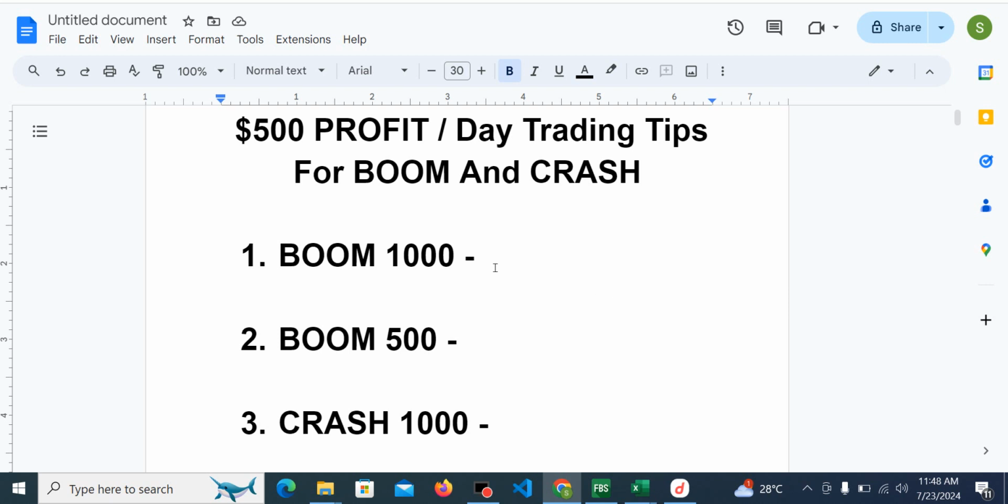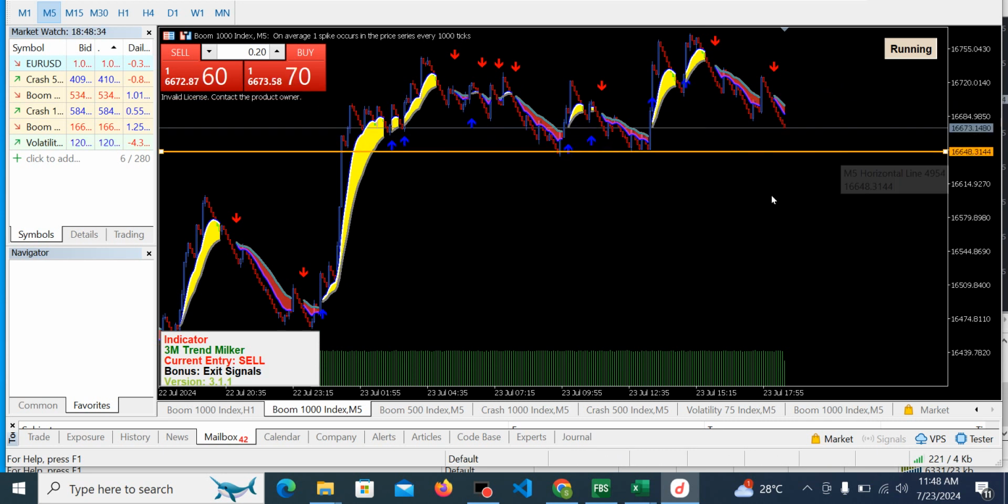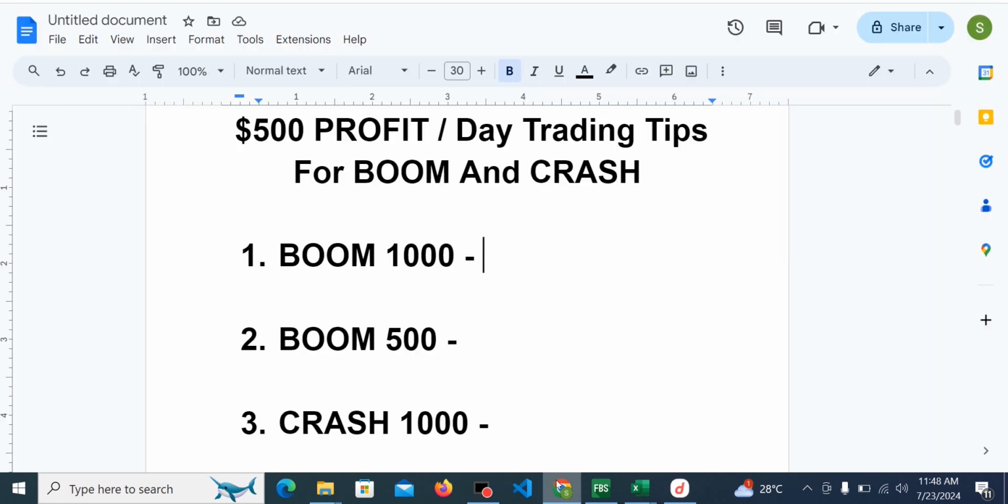Okay, so quickly let's go straight into what we have right here, starting with Boom 1000. Okay guys, this is Boom 1000. I'm on 5-minute time frame using the 3M Trend Miracle trading indicator. Right from here it started an uptrend, got to the resistance zone and played around there for a while. It's trying to go back on downtrend, but we need it to break out below the support zone, so we expect more of a selling opportunity than a buying opportunity, most especially once it breaks out below the support zone.